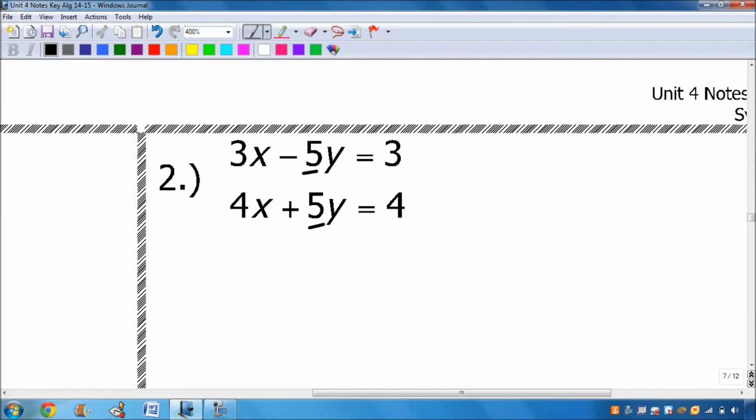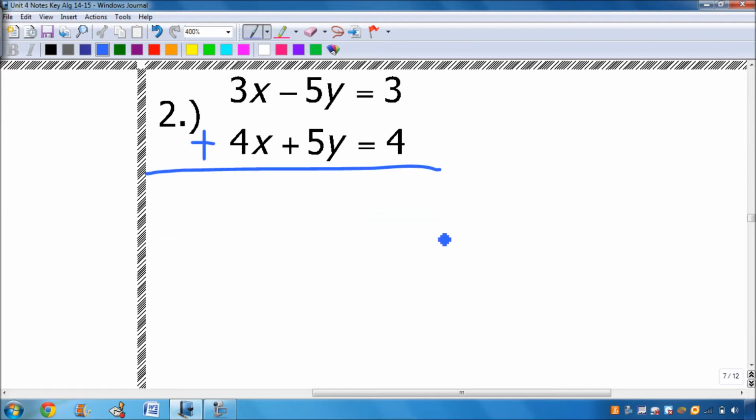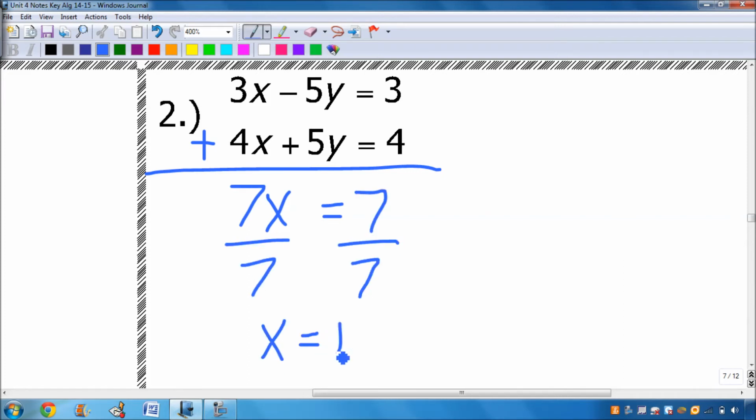All I have to do is go straight to adding my equations together. Remember, we're going to eliminate the y's because the negative 5y and the positive 5y cancel each other out. 3x plus 4x gives you 7x. Negative 5y plus 5y goes away, so you get 3 plus 4 on this side, which is 7. Divide both sides by 7, and x equals 1.